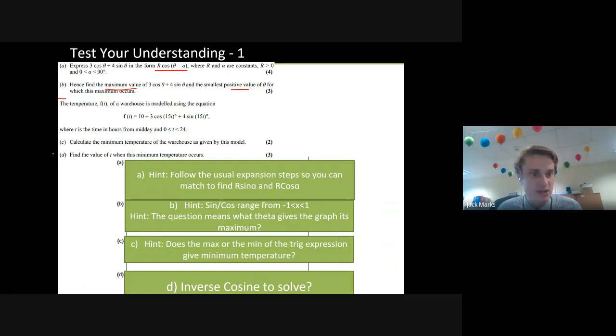And then the questions here at the end of the chapter, they talk about a modeling situation. So, it's not 3 cos theta, it's 3 cos 15t plus 4 sine 15t. So you need to take your result from earlier, substitute that in, and then do some reasoning with this part here. You can use the hints there. Pause the video to have a go, and I'll reveal those.